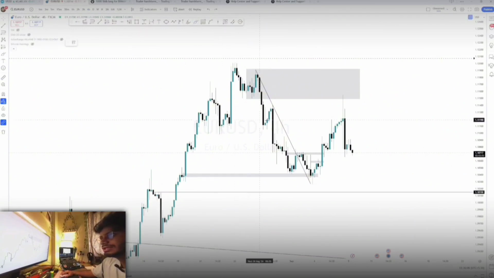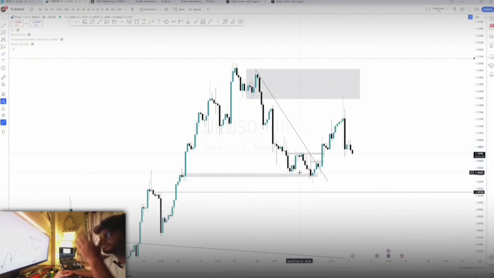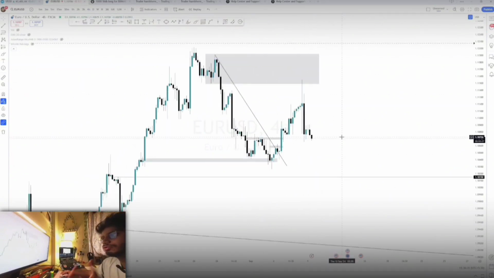So if you'll notice that this trend line liquidity has been grabbed. Whenever trend line liquidity is being grabbed, I always shift my trend line to the new high after the liquidity swing. So what do I mean by this? Here, after this trend line, market gave a big fake out. So I'm going to shift my trend line here. Now, this is my new trend line. Why? Because market has taken the liquidity. Now the current data is this one, this high basically. So I'm going to focus on this.